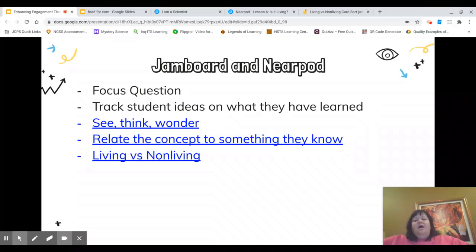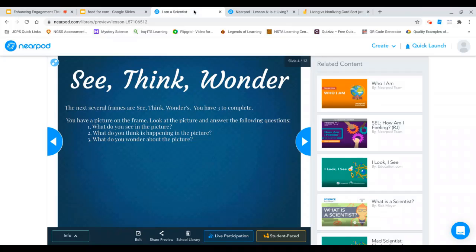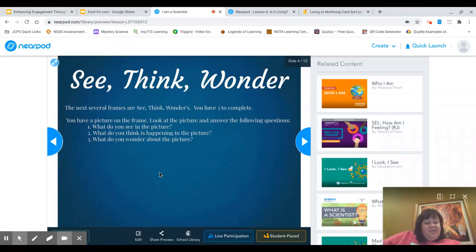So that's pretty cool. I was going to show you though that we did a See, Think, Wonder way of Nearpod that is a good way to get people talking. So what it was is you had frames. We did this at the beginning of the year, but we've done it several times. This was a picture of a scientist in the field, and they were just trying to say, looking at the picture of scientists, what do you see, what's happening, and what makes you wonder.